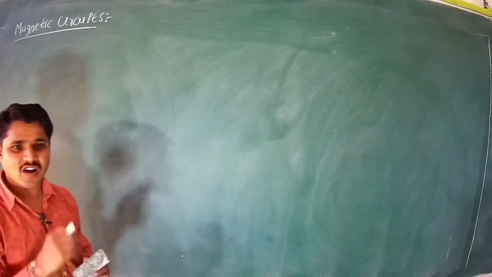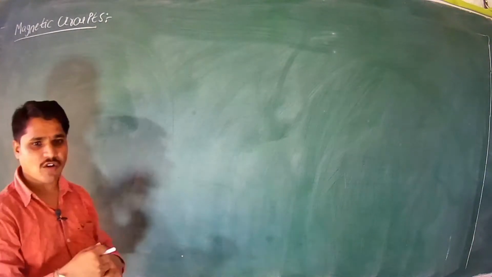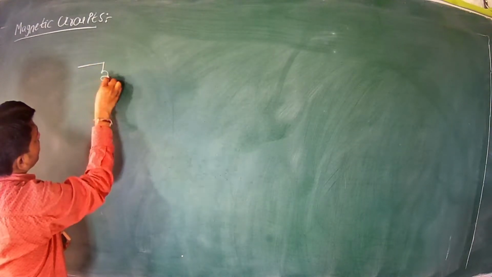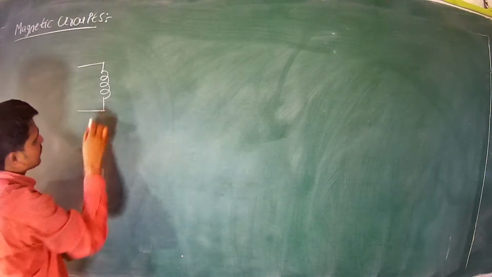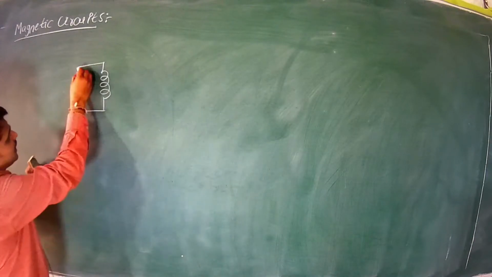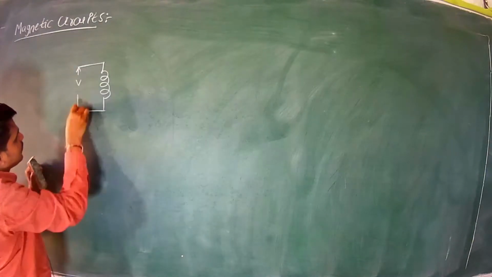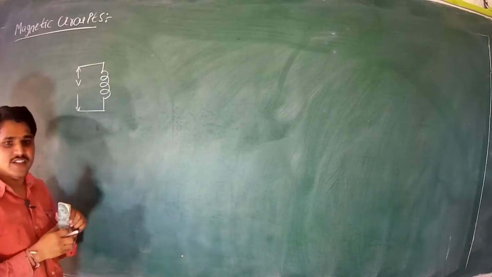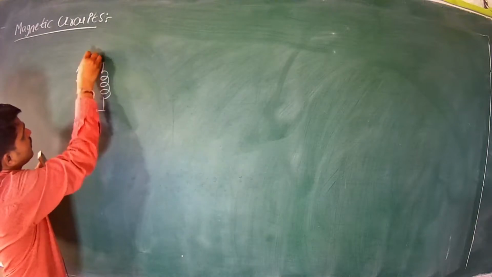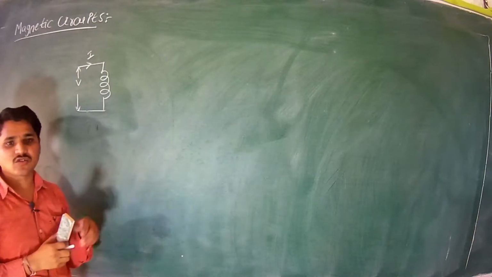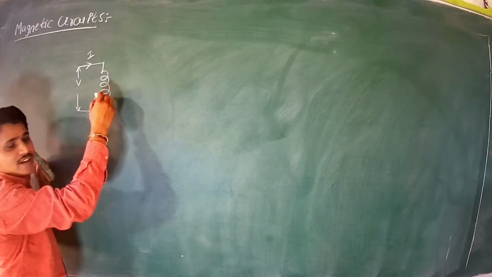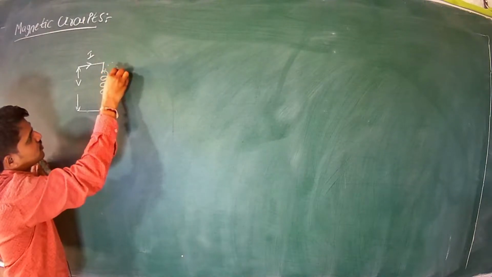You take one wire and twist it like a coil, then this forms an inductor. Whenever you apply some supply, that means if you apply the voltage, the current starts flowing in this coil. This is called an inductor coil. Whenever the current flows, there are magnetic lines of force in this coil.